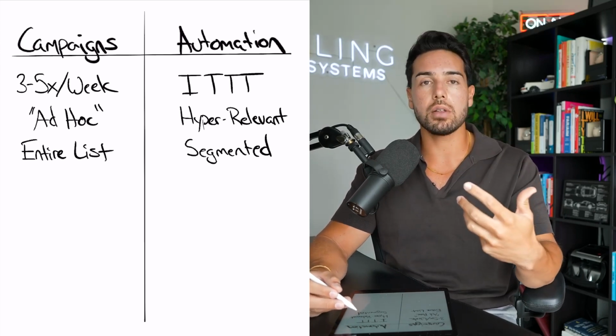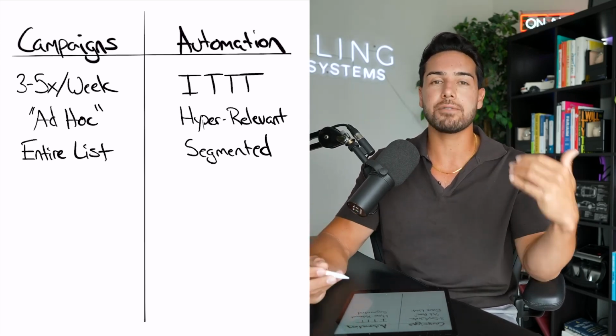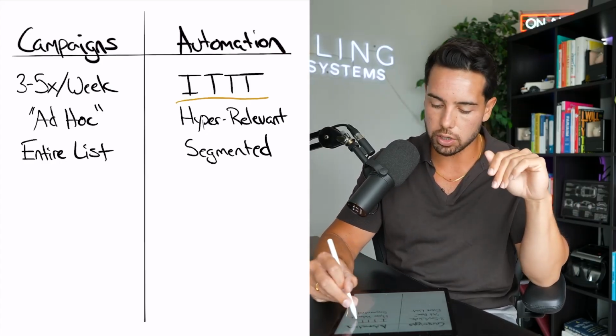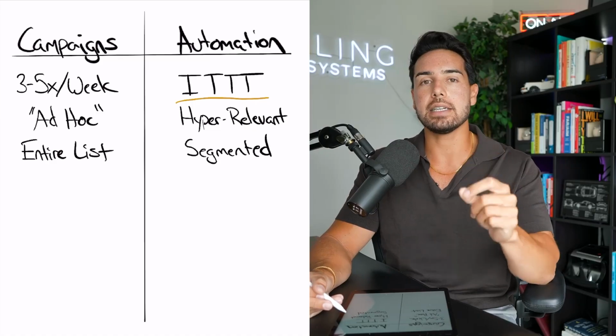Now, the next type of email marketing that you can send is called automations. And this is typically when you're sending email after somebody does something. So there's a saying in the automation software world called if this, then that, IFTTT.